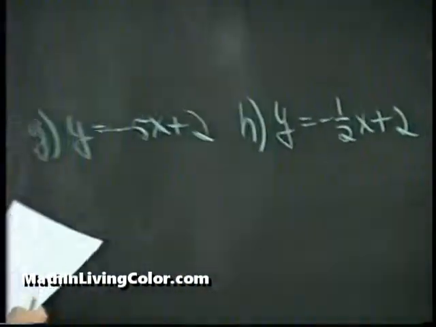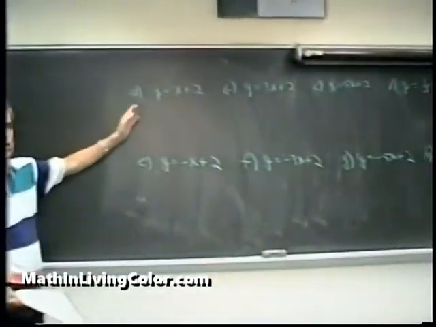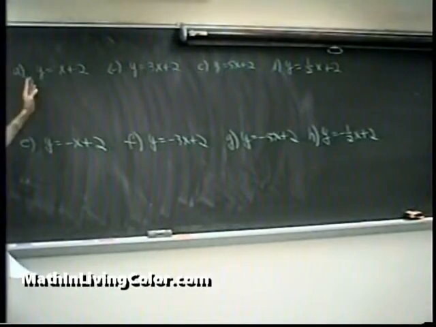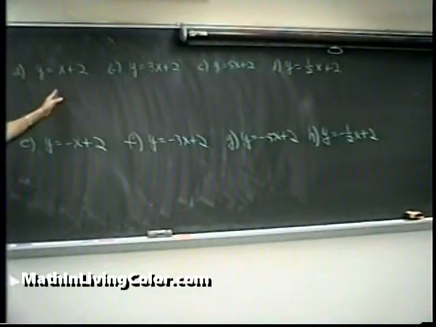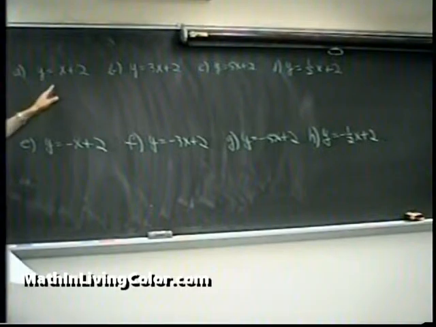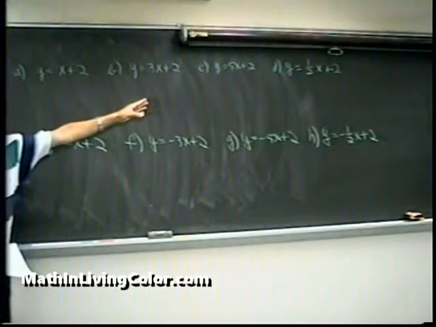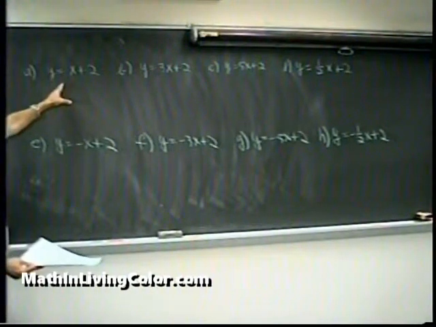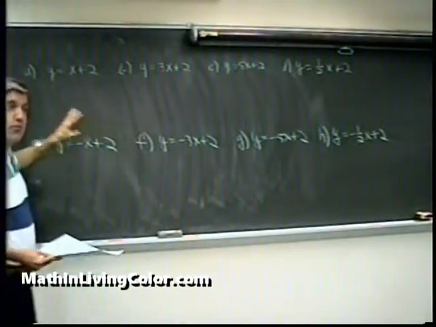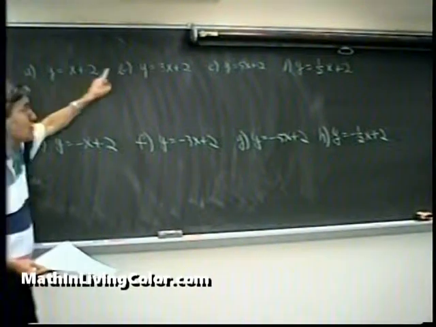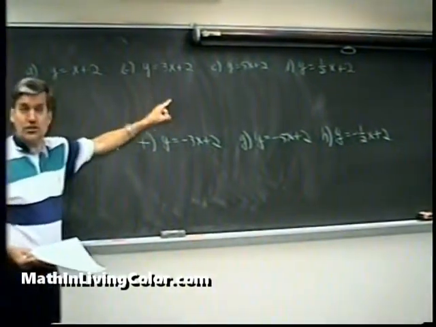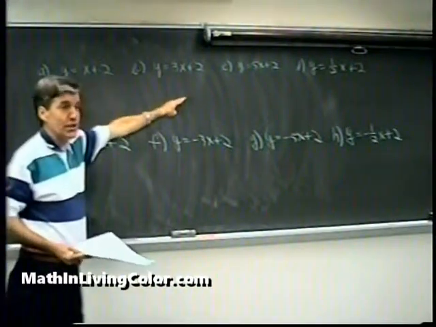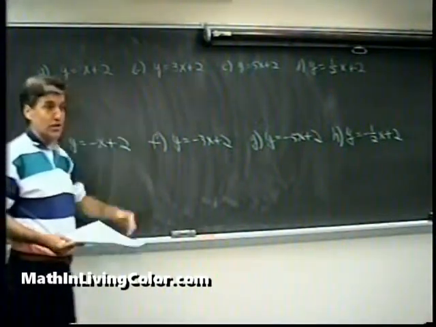I want you to look at those equations and tell me, what do all those equations have in common? They all start off with what? Y equals. And they all have a plus 2 in them, don't they? They all have 2, and they all have an x, but a different number of x. So what's different about each one is the coefficient of x, but they have the same constant, the same number at the end of the equation, 2.